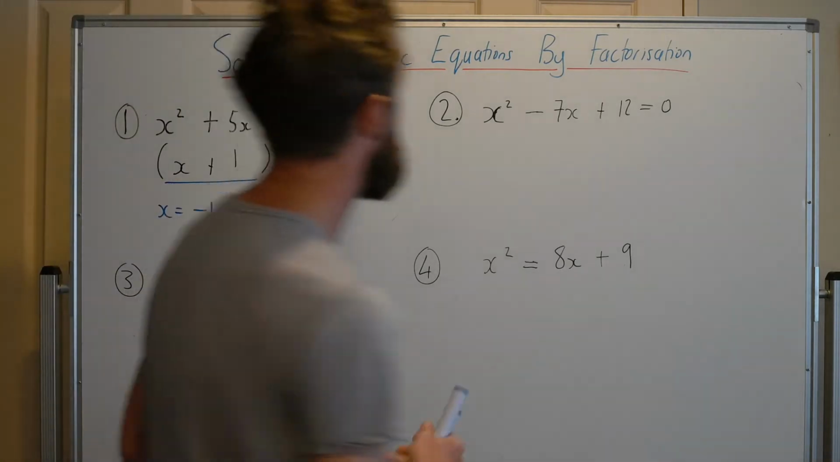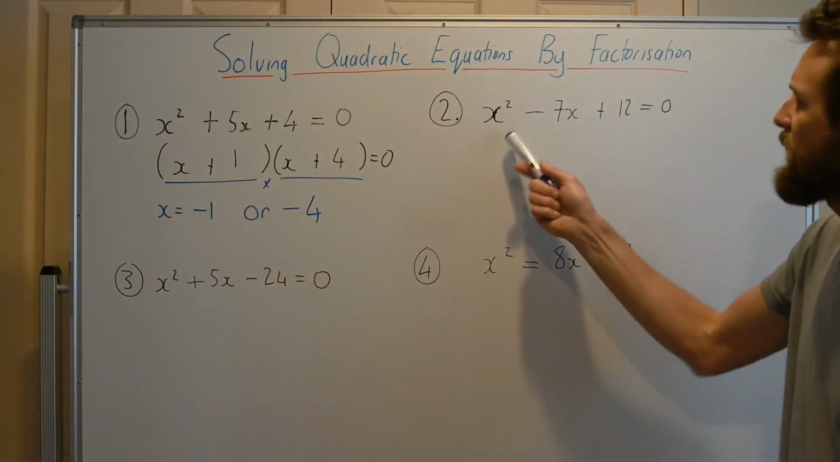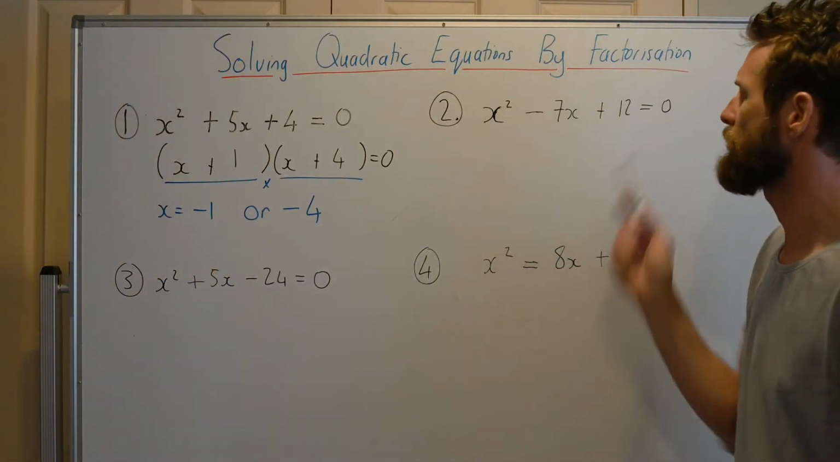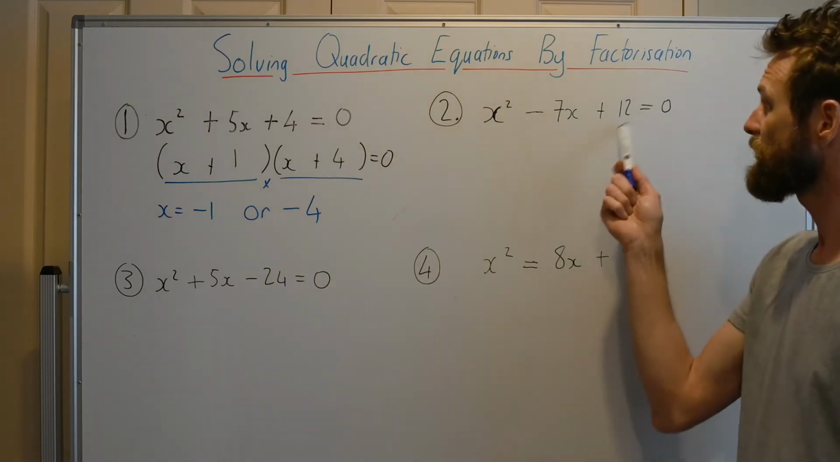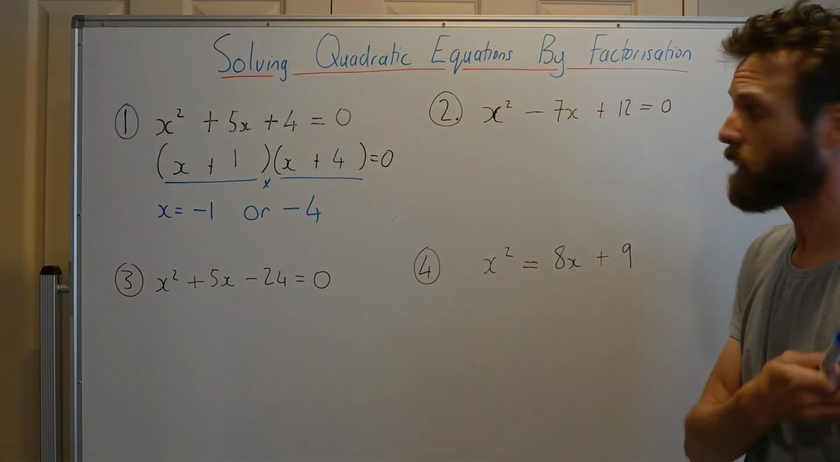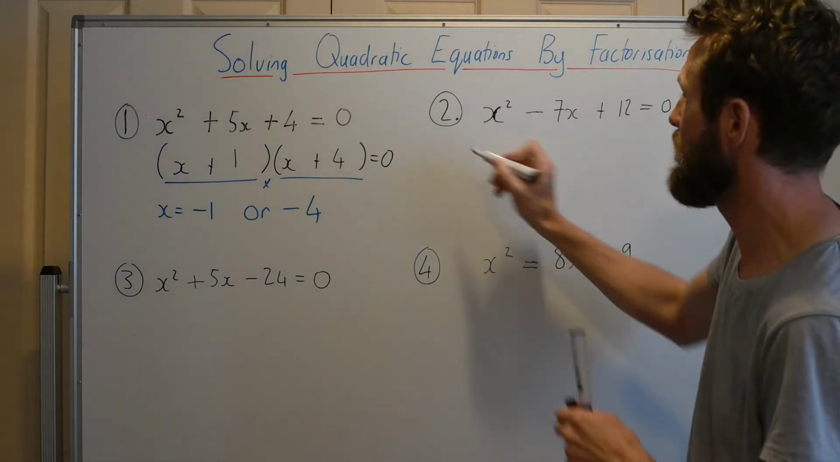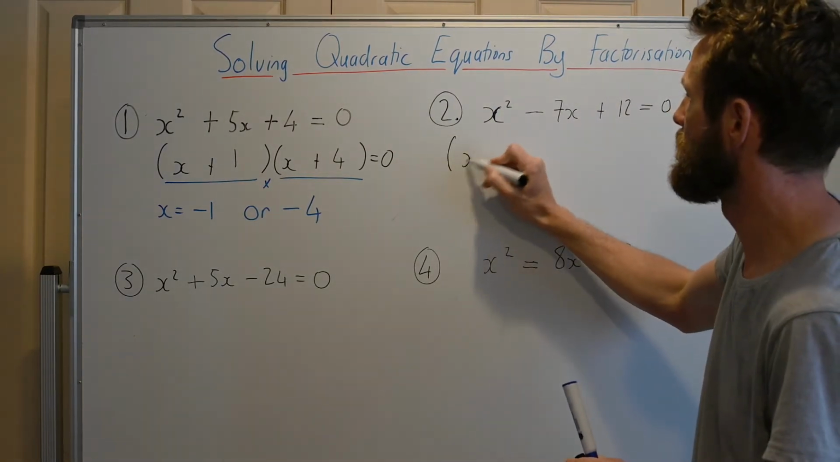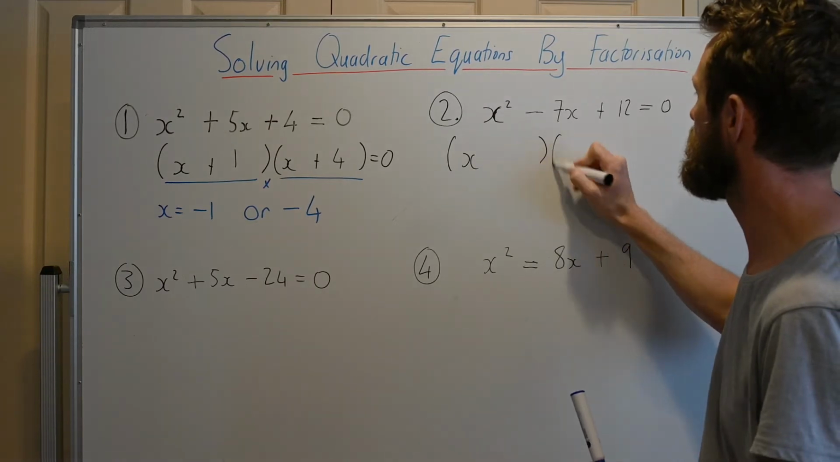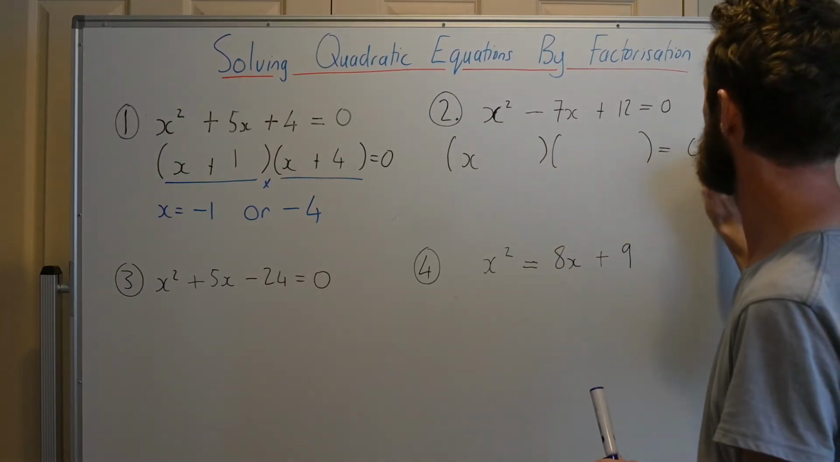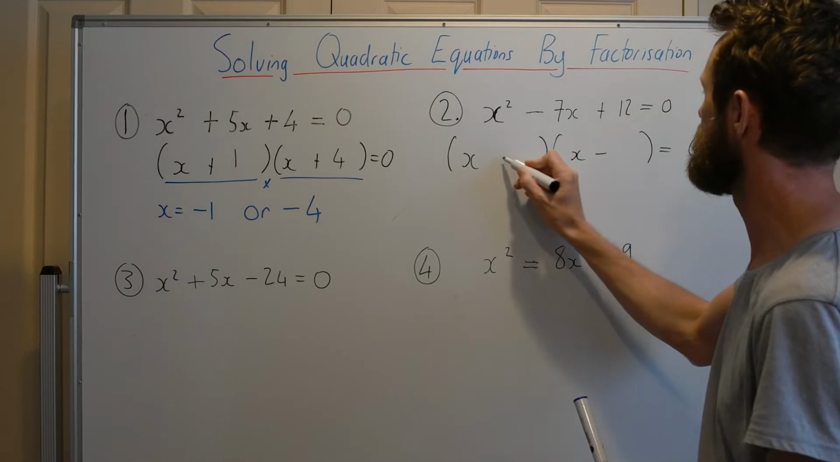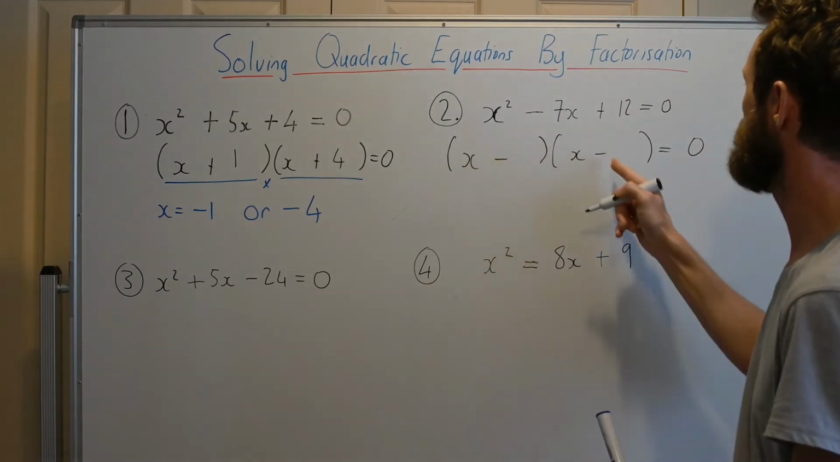Let's take a look at this next one here. Now what have we got? We've got x squared minus 7x plus 12. We've got a positive sign at the end, which means that the signs must be the same in our bracket. So this is a type 2. So it should be something like this with both minuses, because we're going to have minus times minus to give us this 12.